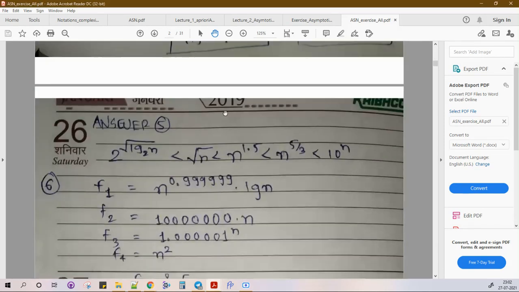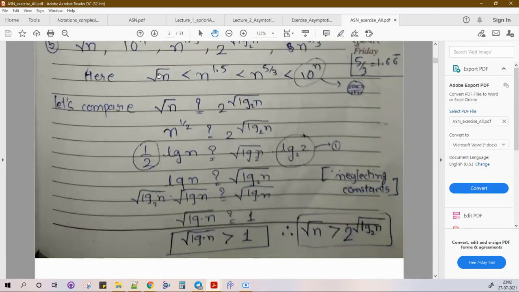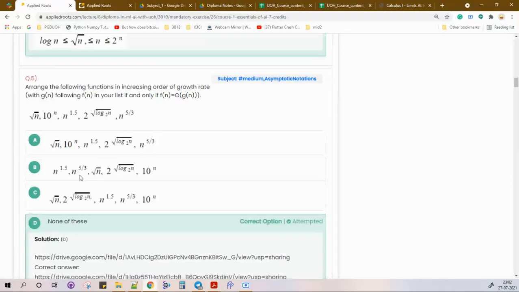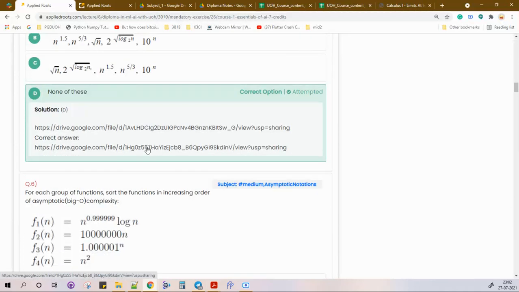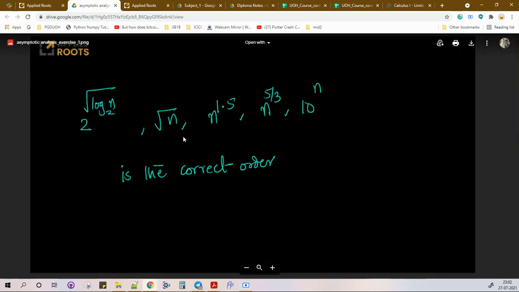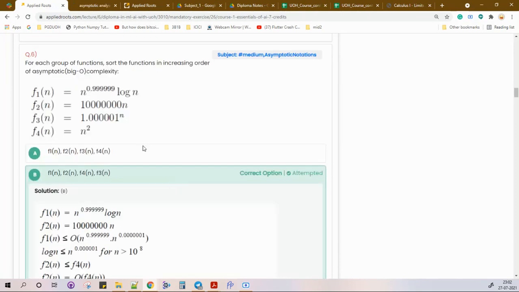We don't need to compare now, right? The answer is already known. 2 to the power root log n is less than root n, so it would be at first place. So the answer is none of the above, correct? Let me verify it because I'm not sure why that happened. It is exponential, but I guess this 2 and log base 2 will cancel out somewhere. So this is the correct order. Okay, so we are good. We just verified it.